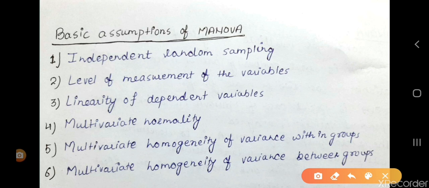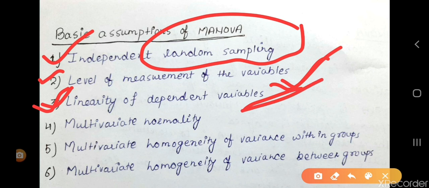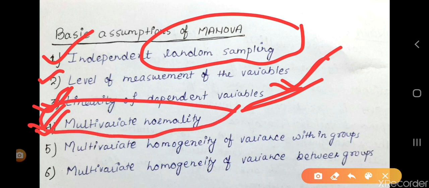These are very similar to ANOVA. The first assumption is independent random sampling. The variables we have chosen are random variables, and there are different levels of measurement of variables. There is a linearity between the dependent variables, they are linearly related. Next, multivariate normality means the multiple variables are normally distributed. All the multiple variables are normally distributed.